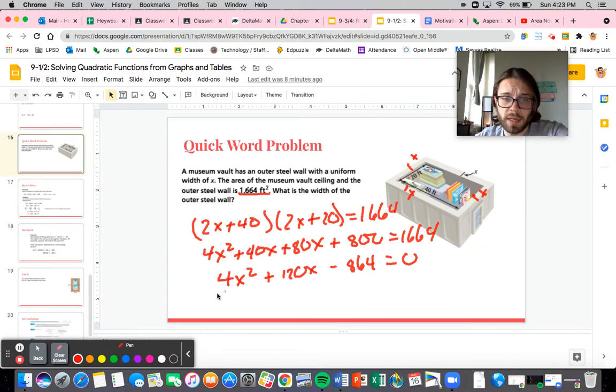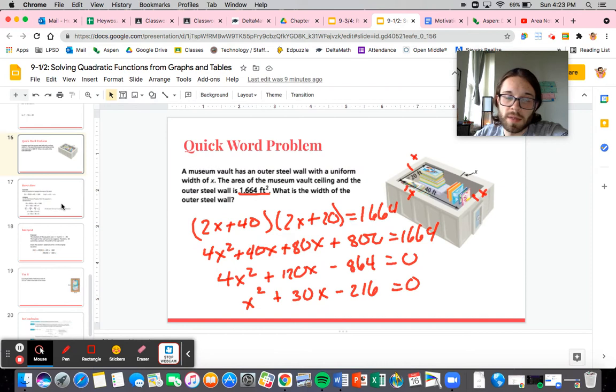Now, you might be tempted to just say, well, all right, I can deal with the 4. I can do 4 times this, but I don't want to. If we can get rid of something to make it easier, do it. What do they all have in common? They're all divisible by 4. 864 divided by 4 is 216. 120 divided by 4 is 30. 4 divided by 4 is 1. So that'd be x squared plus 30x minus 216 equals 0.